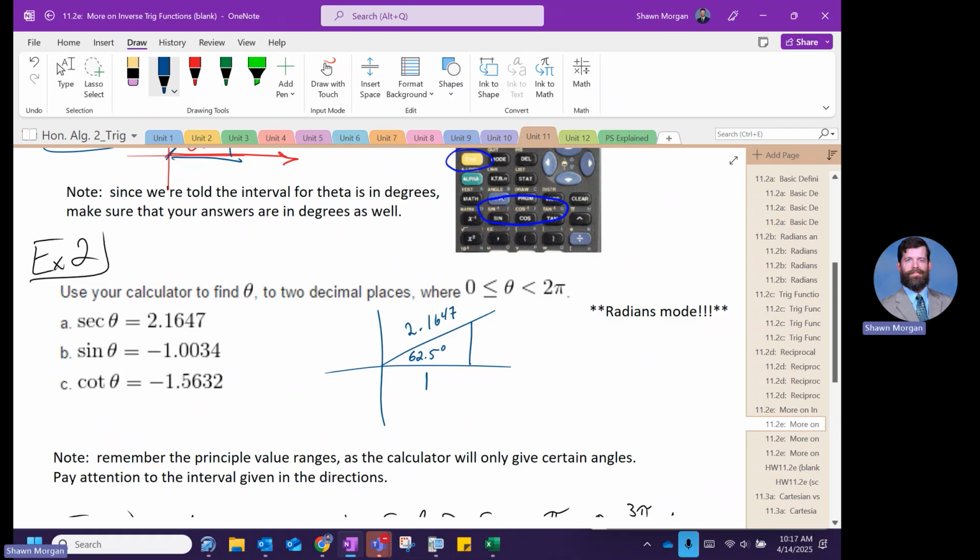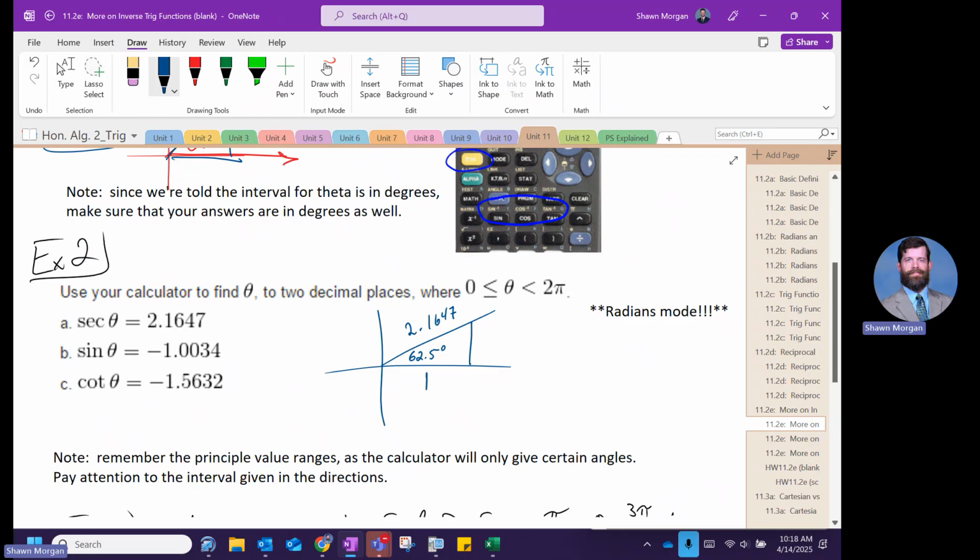Now, if you are a shortcut person, I got several of y'all in here that are good with shortcuts, here's what you could just remember. When you're using inverse trig functions and you have to involve these reciprocals, you could just do 1 over the number that they're giving. Inverse cosine of 1 over 2.1647. Here, we don't have to mess with it because it's sine. That's cake. And then here we would do inverse tangent of 1 over negative 1.5632.